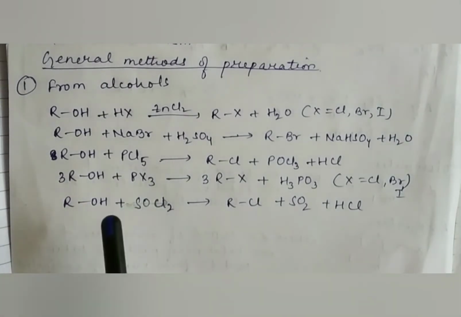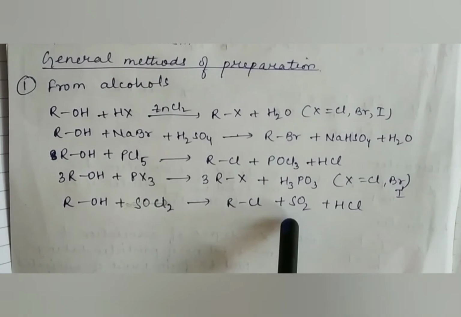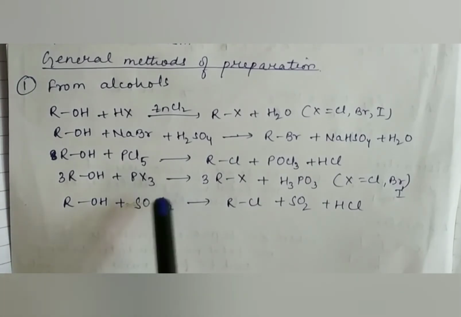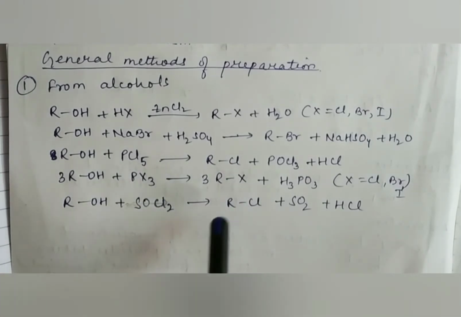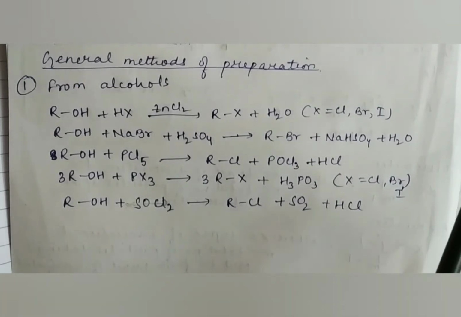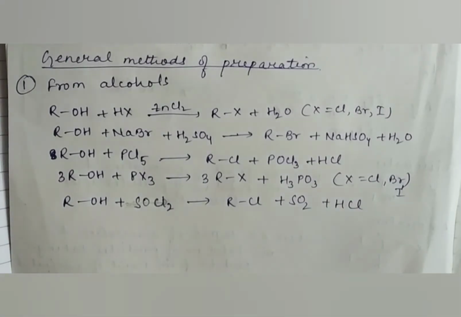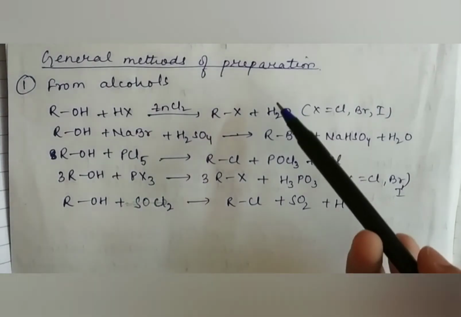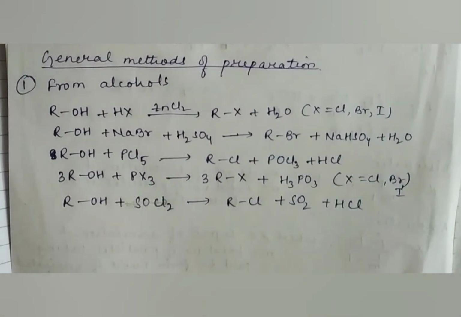Next, ROH on treatment with SOCl2, which is also known as thionyl chloride, we get RCl plus SO2 plus HCl. So if the starting alcohol was methanol, then on treatment with SOCl2, thionyl chloride, we get chloromethane along with the production of these two byproducts. So we can prepare alkyl halides or haloalkanes from alcohols by using these methods or these reactions.